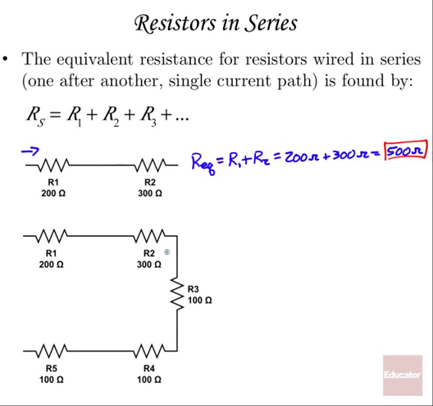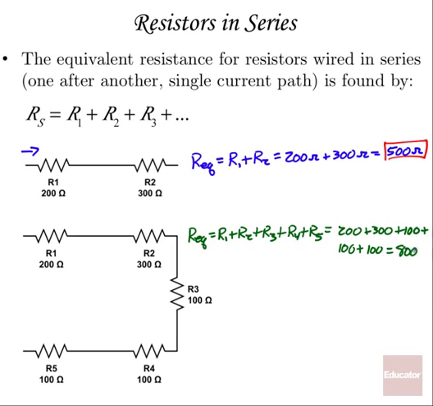Now for the circuit down here, we have 1, 2, 3, 4, 5 resistors. So our equivalent resistance is going to be R1 plus R2 plus R3 plus R4 plus R5, which is going to be 200 ohms plus 300 plus 100 plus 100 at R4 plus 100 R5, 600, 700, 800 ohms. So we get a total of 800 ohms in this configuration. Very easy to find the equivalent resistance of resistors in series.